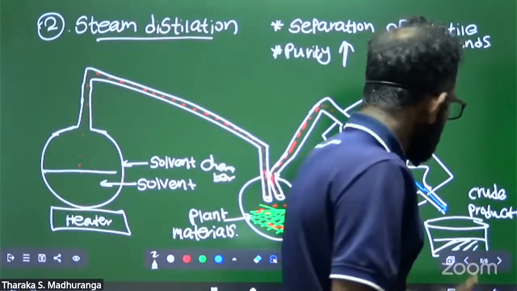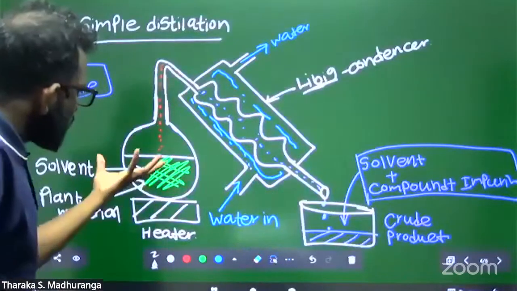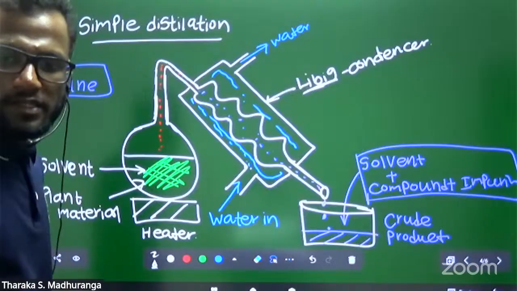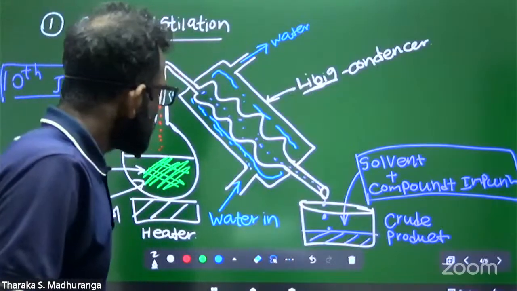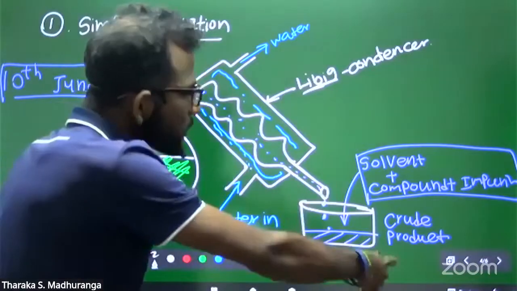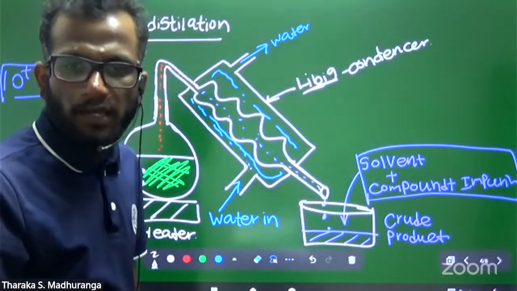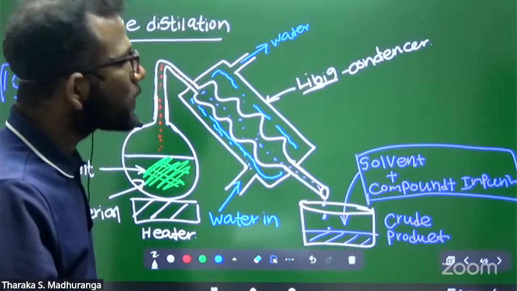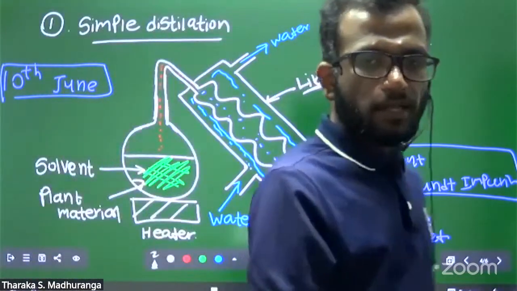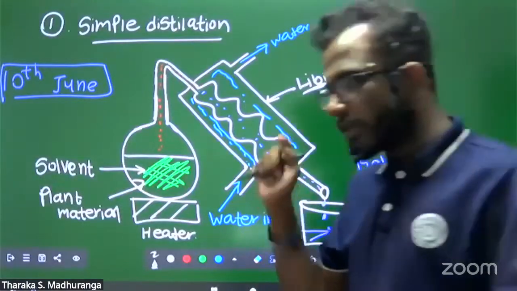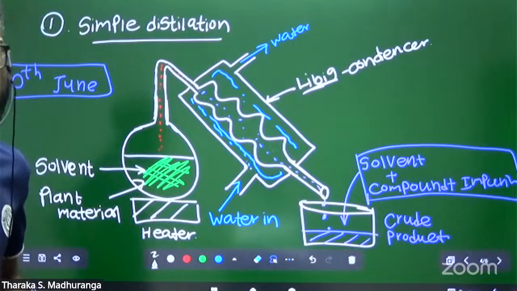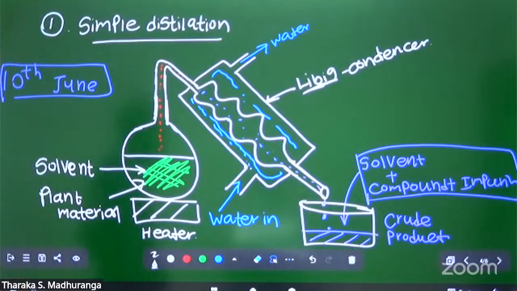Okay, now tell me, in simple distillation, both volatile and non-volatile compounds come to the crude product. Therefore, the purity is low in the crude product. But in steam distillation, the purity is high because only volatile compounds come to the crude product.